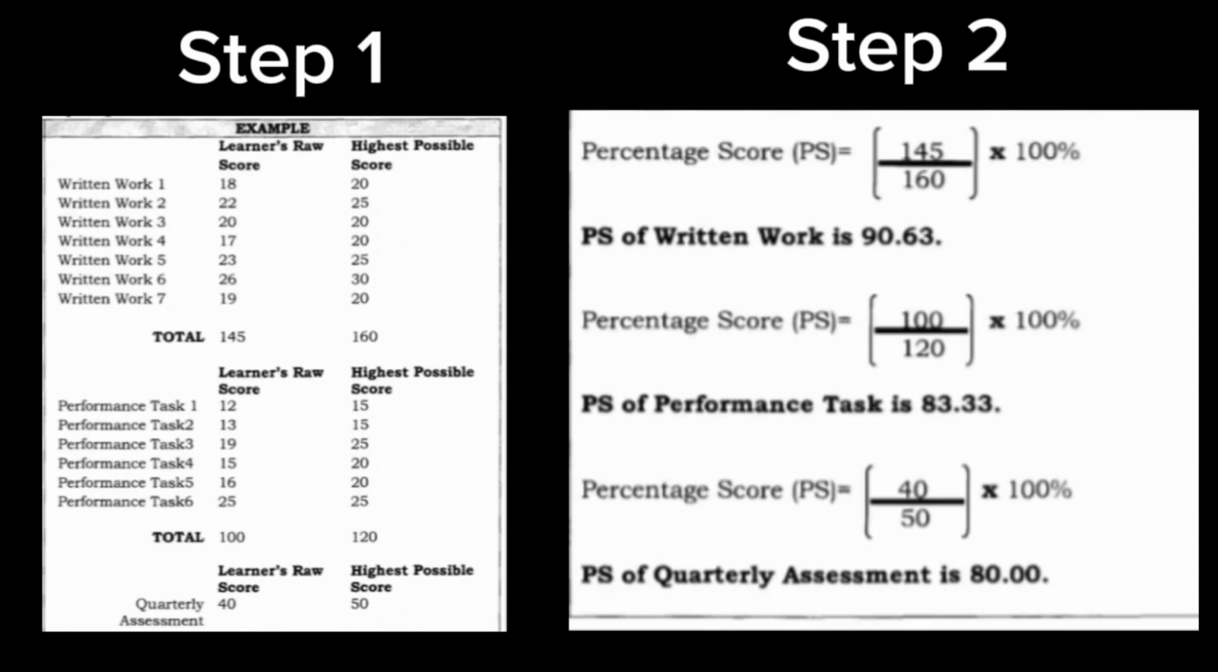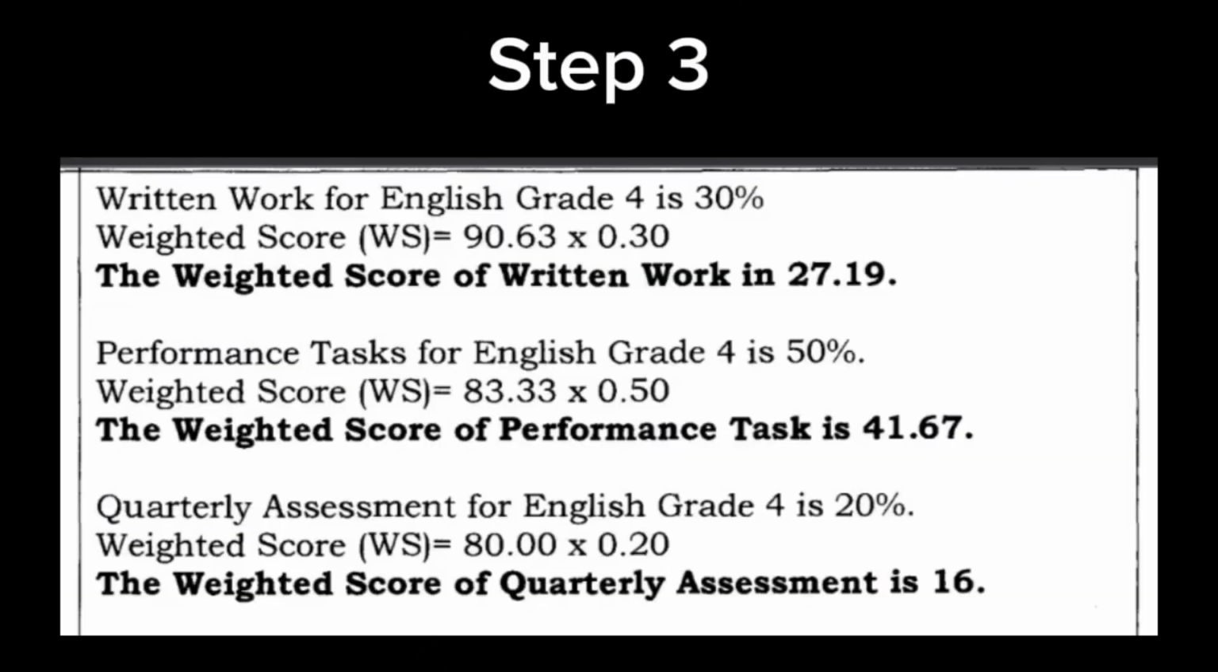Step 2. Divide the total raw score by the highest possible score, then multiply the quotient by 100%. Step 3. Convert the percentage score to weighted score. Multiply the percentage score by the weight of the component. Step 4. Add the weighted score for each component. The result will be the initial grade.